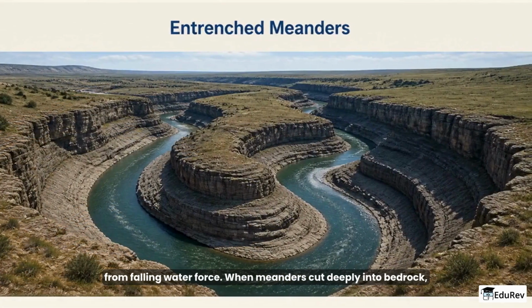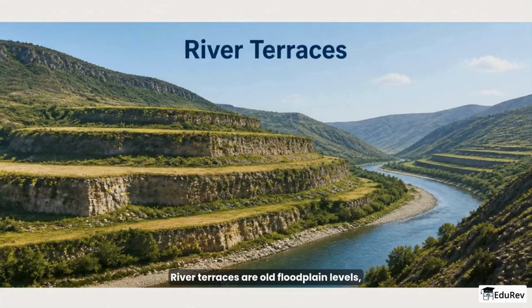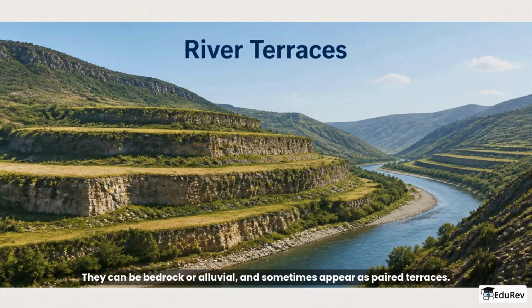When meanders cut deeply into bedrock, they form incised or entrenched meanders, showing that a river downcut after land uplift or sea level fall. River terraces are old floodplain levels, left higher when rivers cut down again. They can be bedrock or alluvial and sometimes appear as paired terraces.